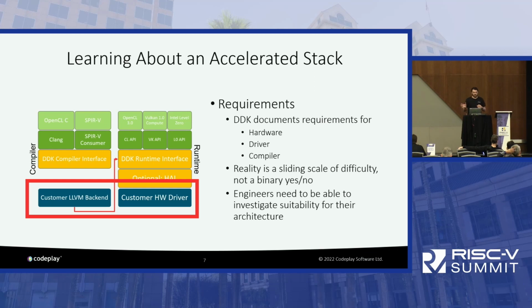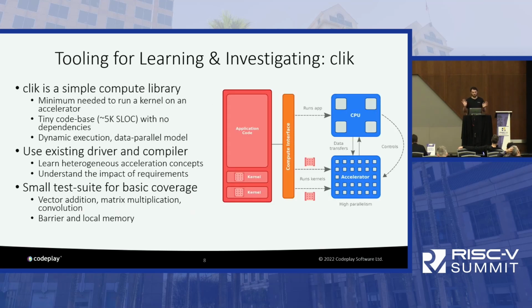And the third thing that's quite difficult to explain with customers is essentially requirements. We, of course, have requirements documents. We document what's required of a hardware to support standards, what's required of a driver to work with DDK, and what's required of a compiler to be able to interact with the compiler passes we provide. But the reality is the requirements aren't a binary yes, no, this will or will not work. It's more of a sliding scale of how much work you're going to have to do to get a good result. So for customer engineers to be able to understand what the result will be for them, how much work they'll need to put in, they need to be able to investigate the suitability of our DDK for their hardware. So to do that, we created something called Click.